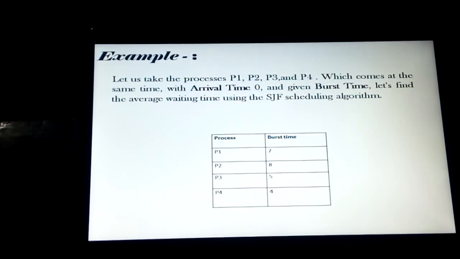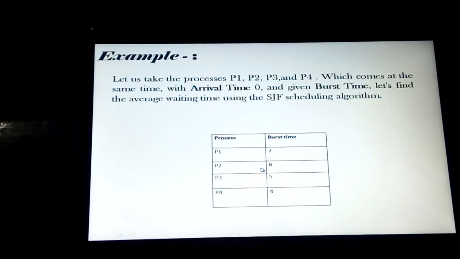Now let us take an example. Let us take the processes P1, P2, P3 and P4, which come at the same time with arrival time 0, and given the burst time. Now let us find the average waiting time by using SJF. Just see the diagram. The processes P1, P2, P3 and P4 have burst times 7, 8, 5 and 4.